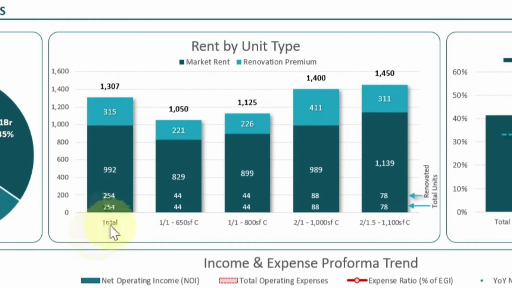Your total here is on the left. So this is total. And then for each unit type, it has the same graph. And then you have two values at the bottom. The bottom-most value is the total units for this unit type. And the top value is the number of units you're going to renovate for this unit type.